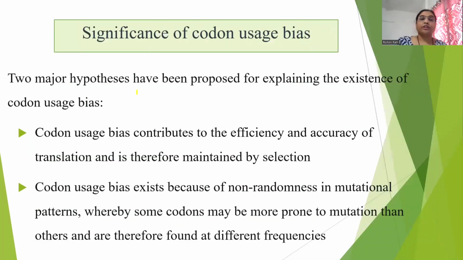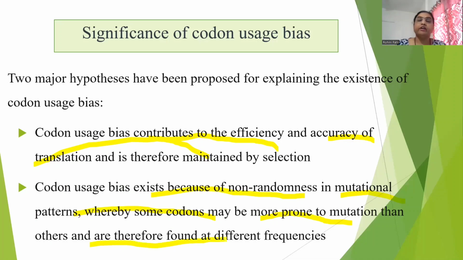Now going to the next one: what is the significance of codon use bias? There are two main hypotheses. Codon use bias contributes to efficiency and accuracy of translation and is therefore maintained by selection. And the next one: codon use bias exists because of non-randomness in mutational patterns, whereby some codons may be more prone to mutation than others and are therefore found at different frequencies.